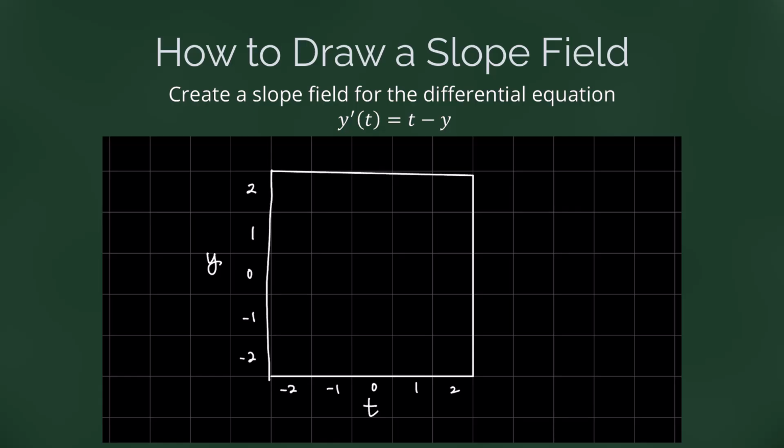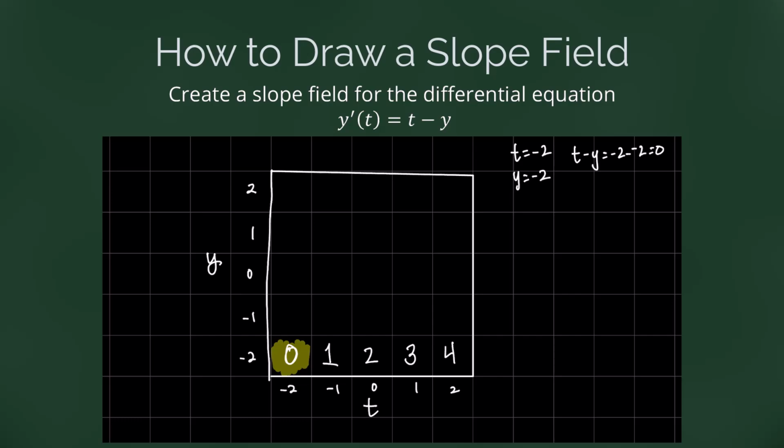Within each square, we're going to calculate y prime for the given values. So in other words, if we choose this square down here, we have t equals -2 and y equals -2. We know that y prime is t minus y, so t minus y is -2 minus -2, which is 0. So we're going to put a 0 in that box. Then we'll just proceed doing t minus y for each of the values within our box. So we move over to the right, we get -1 minus -2, that's +1. 0 minus -2 is +2. 1 minus -2 is 3, and 2 minus -2 is 4.